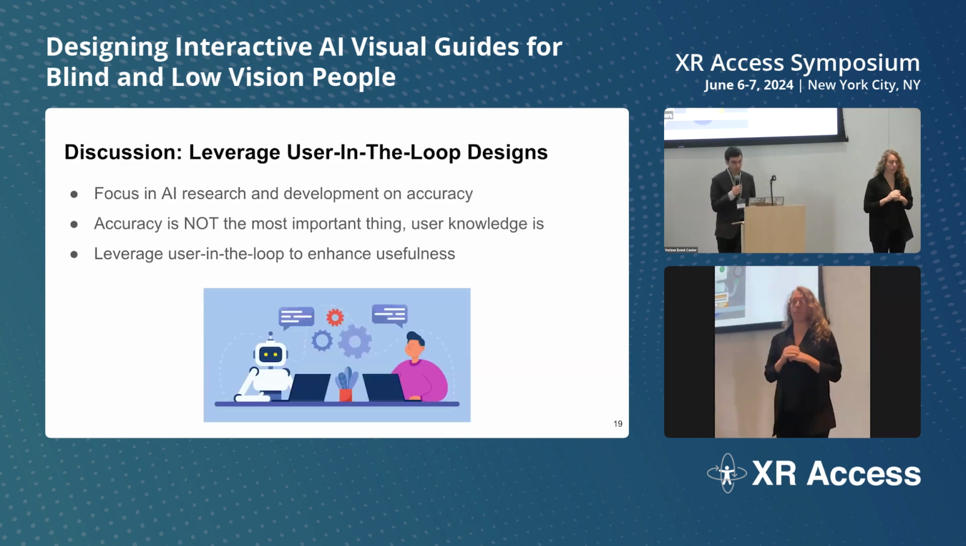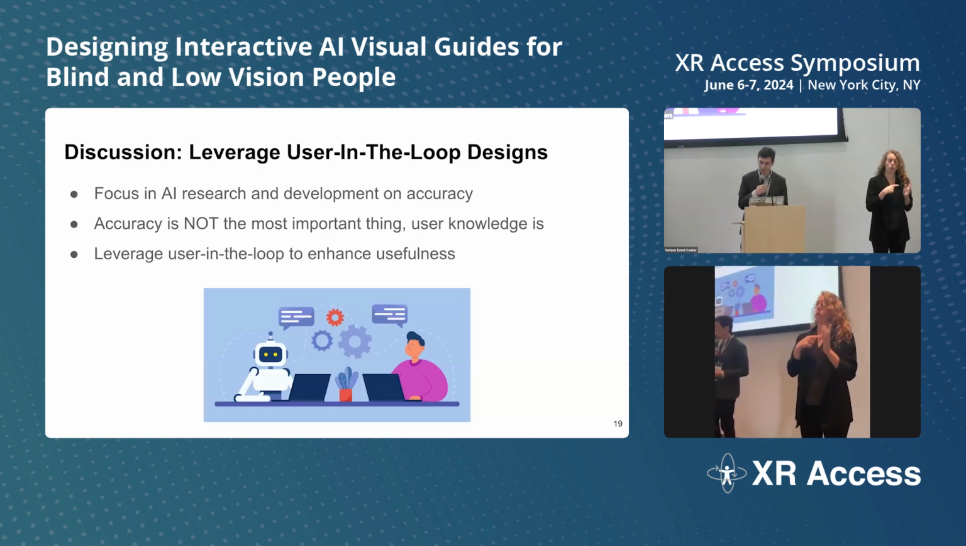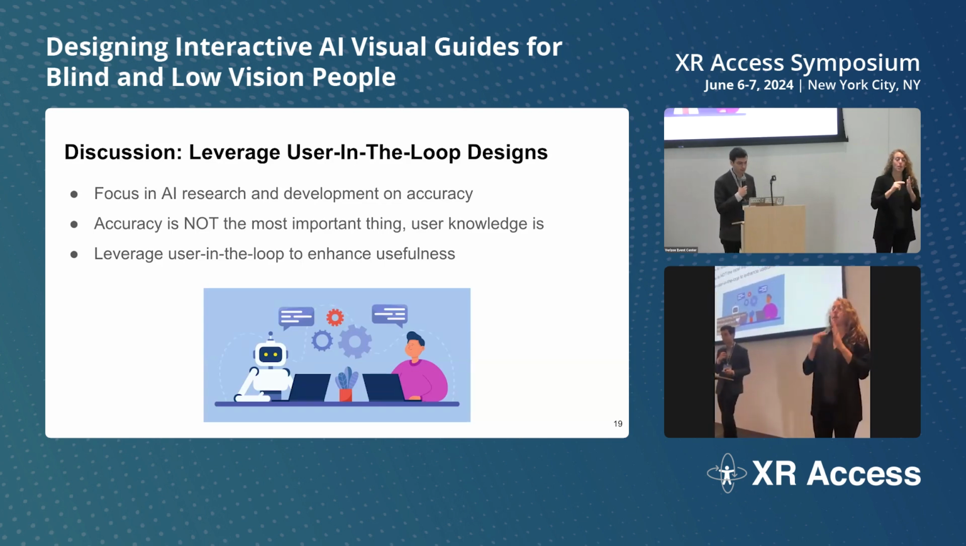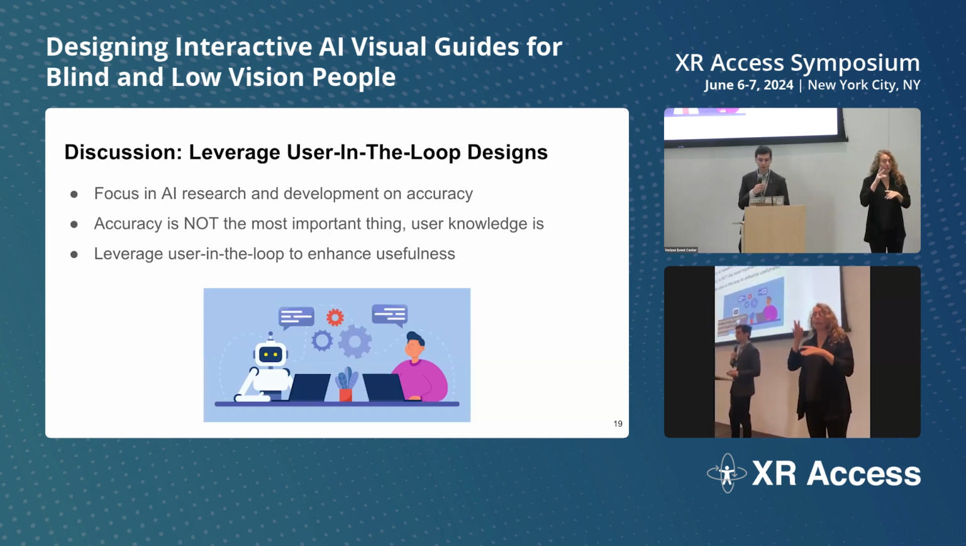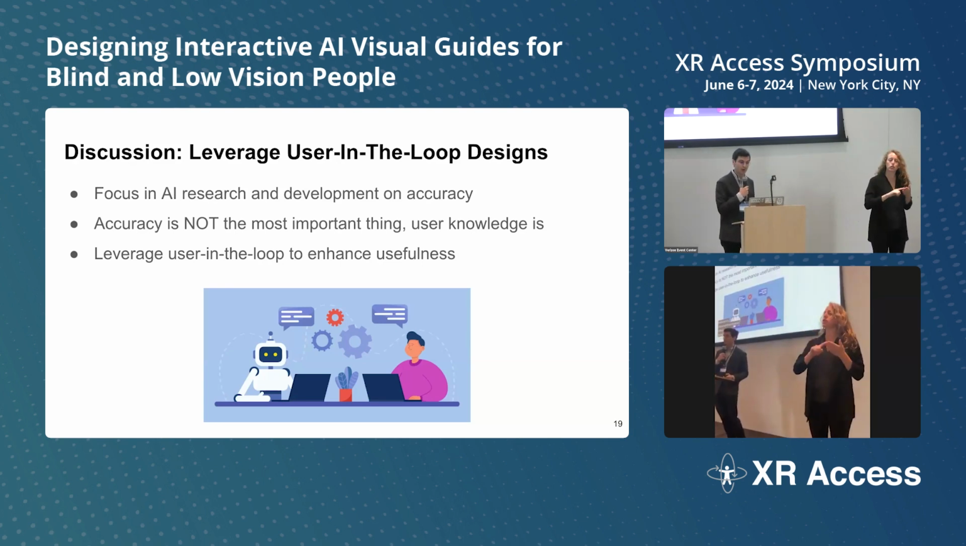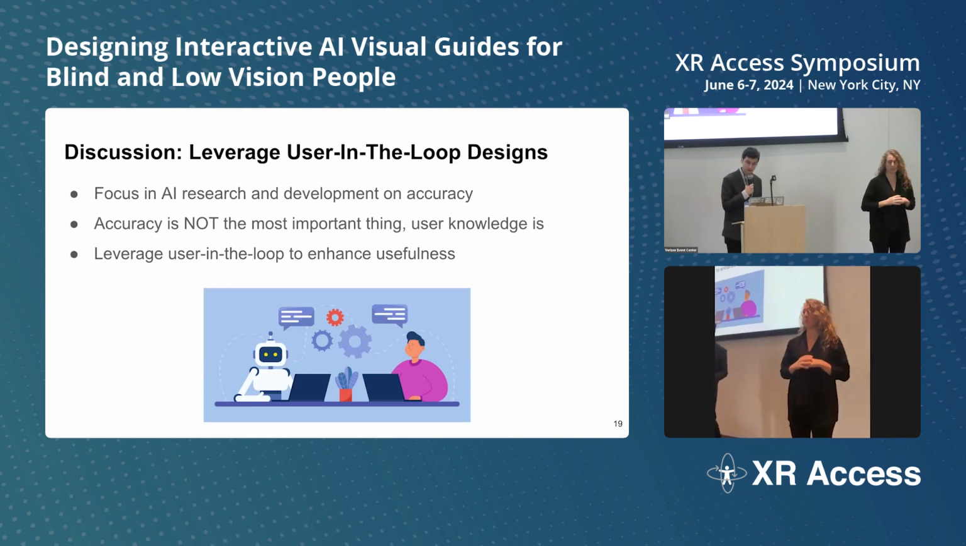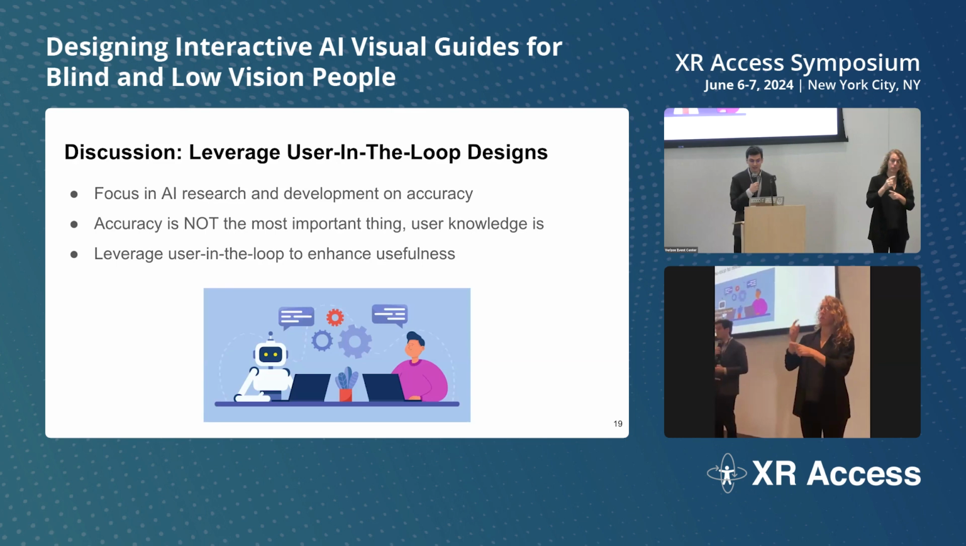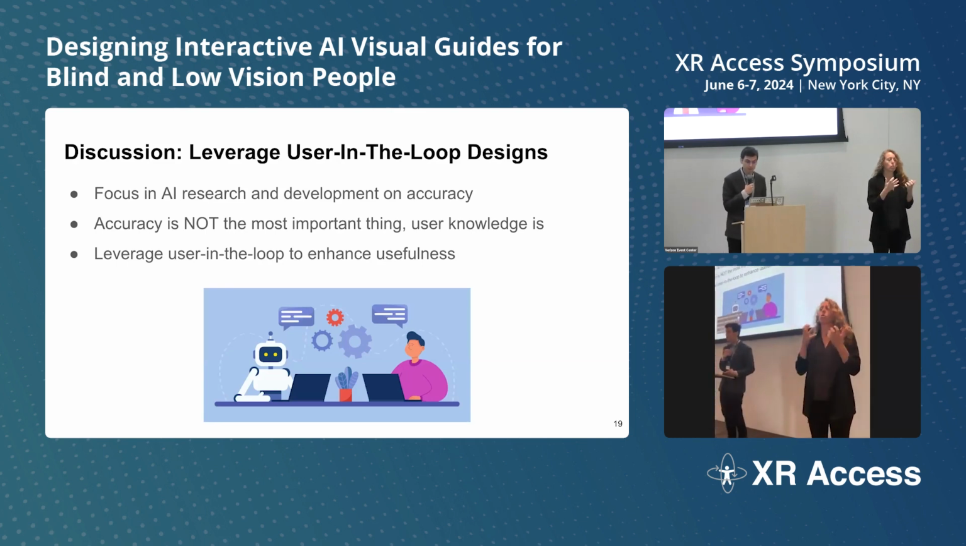Another important point we present is that accuracy does not equal usefulness for accessible scene descriptions. There's a huge focus right now in the AI research and development community on accuracy and making AI descriptions as accurate as possible. While accuracy is a good thing, when it comes to making description applications for BLV people, we found it's not always the most important thing.